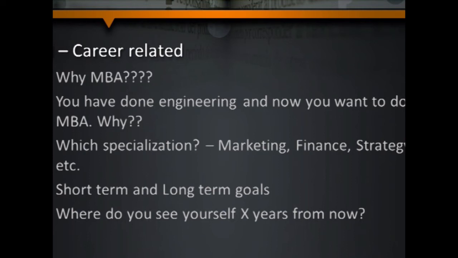Maybe in your job you felt that you're doing good, but the maximum you can actually grow is somewhere to the director, vice president or something with your technical profile. So you felt that maybe MBA would definitely help you to climb the ladder and go till the CEO, something like that. So you can pick these kind of things, but make sure that you actually work on this part because it's a very important one.